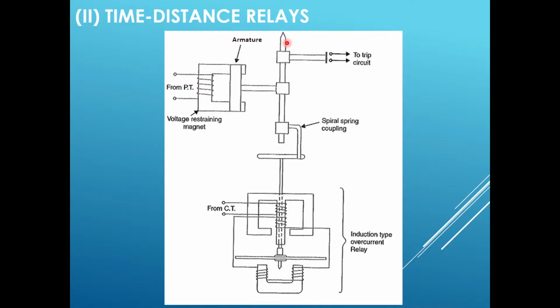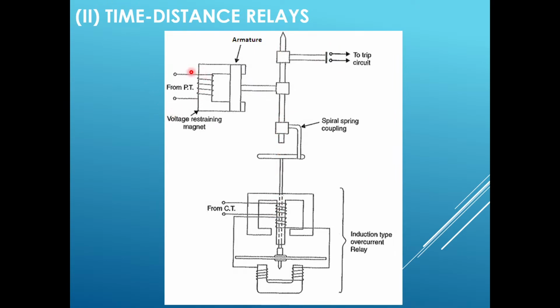And one more straight rod is connected here, and to that an armature is fixed. This armature is attached to an electromagnet here, and the moving contact is connected to that rod.